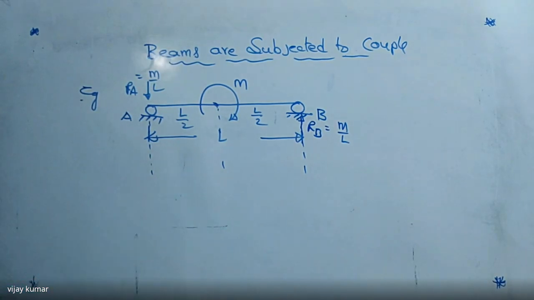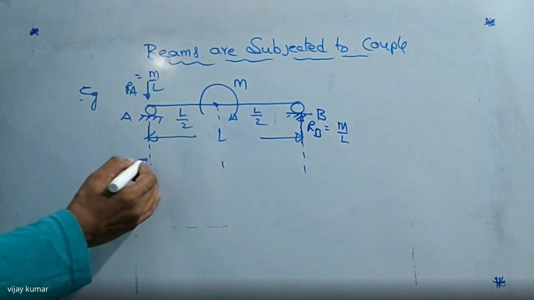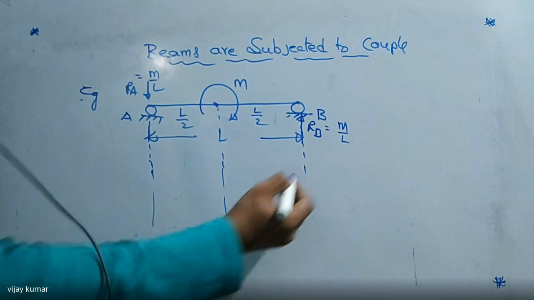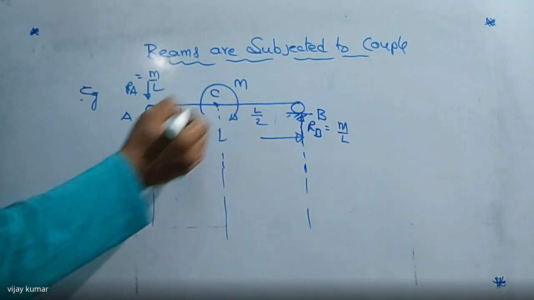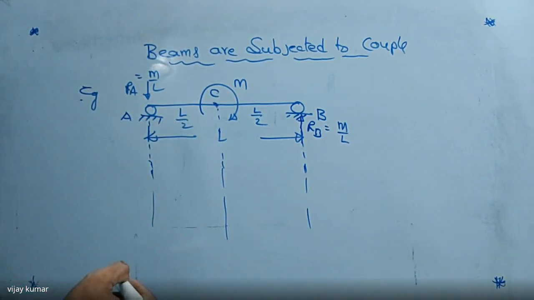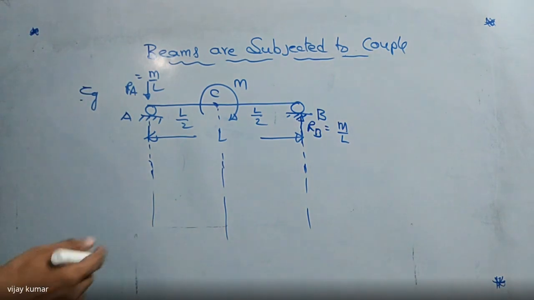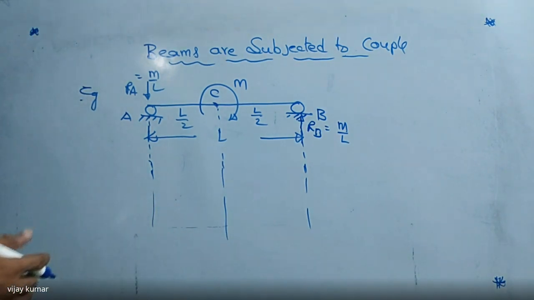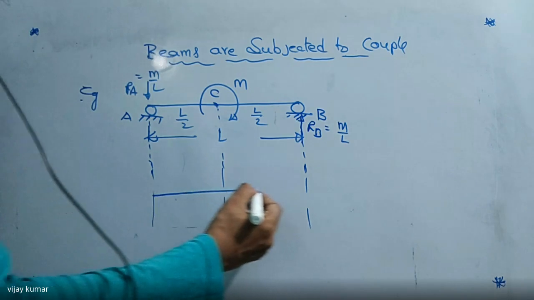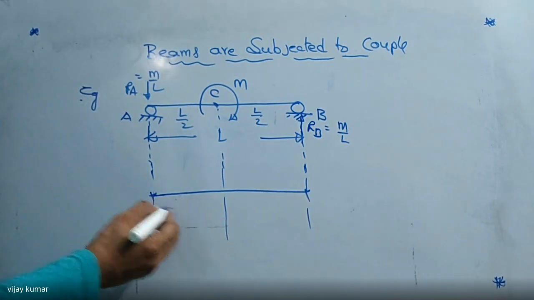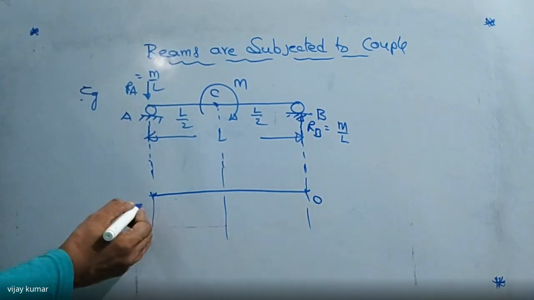How to draw it now? That is the very important case, so listen carefully. This point I am calling C. What is the bending moment here? The bending moment at the supports must be zero when the beam is simply supported. So this value is zero, this value is also zero. So moment is zero here, zero here.